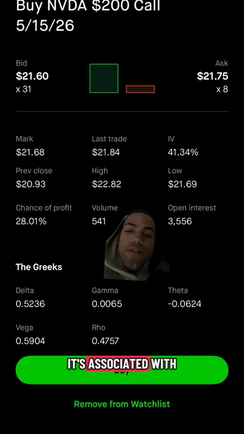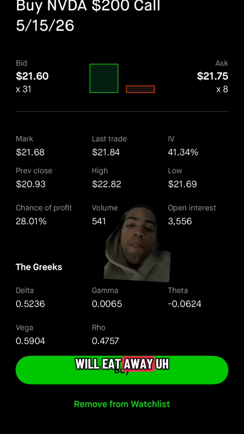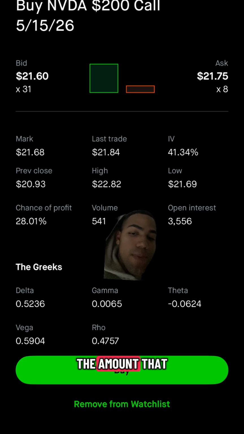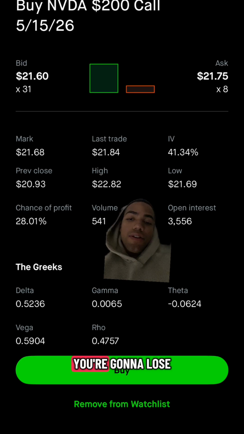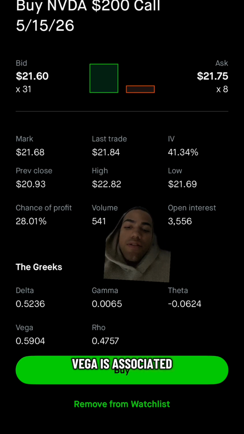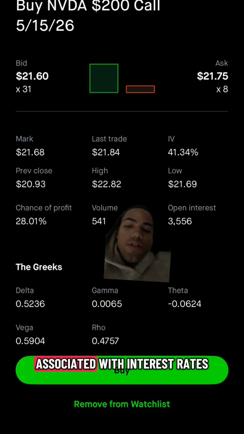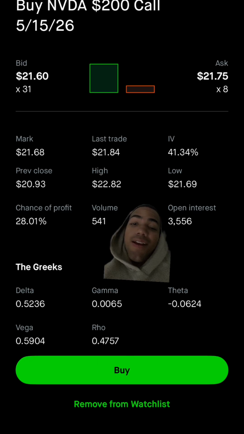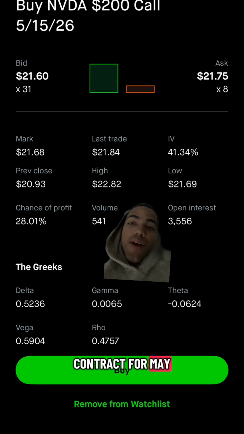Gamma is associated with volatility. Theta is how much your contract will eat away at your profit the closer it is to the expiration date. If your contract is 30 days away from expiration, the amount that you see in theta is the amount that you're going to lose per day on your contract. Vega is associated with volatility, and rho is associated with interest rates. Moving forward, by the way, this is a contract for May of next year, 2026. That's the expiration date. Cool.